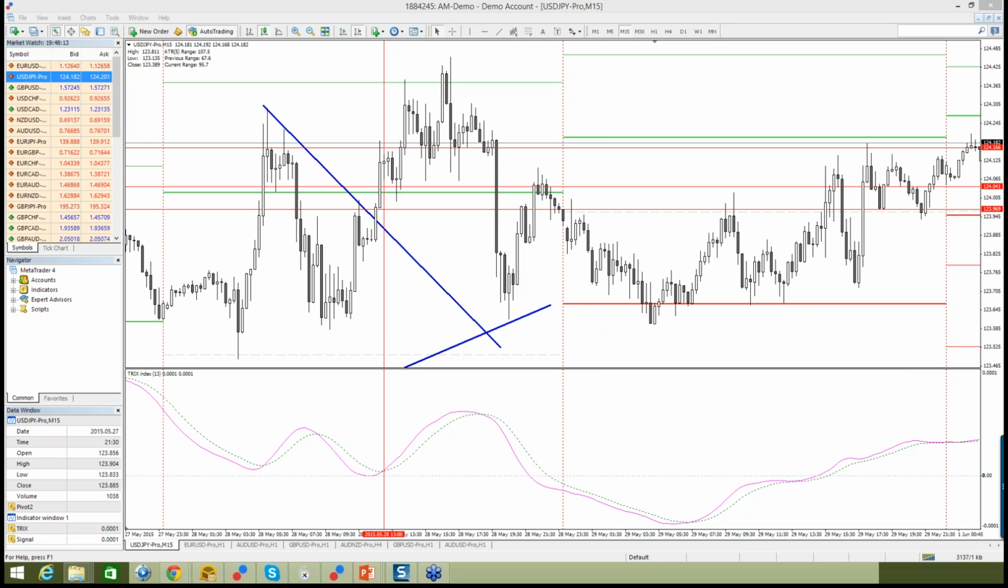Jen is asking about MACD for entry. No, we just use the signal line. Okay, we just use the signal line, Jen, and you don't mix it up with MACD.